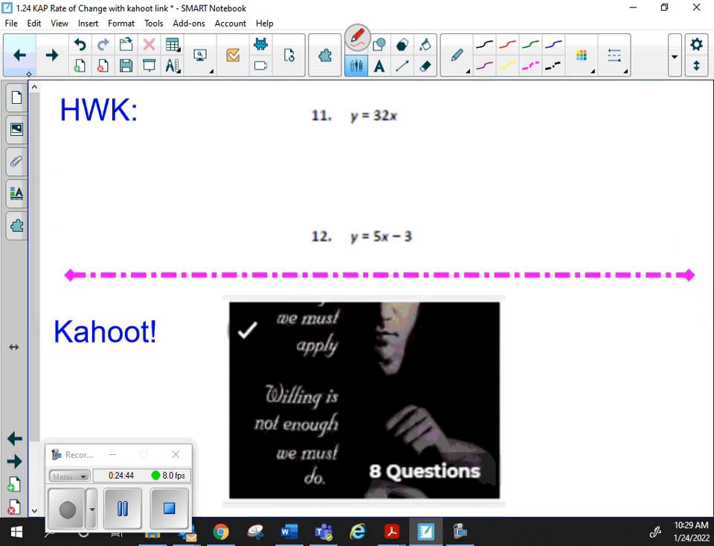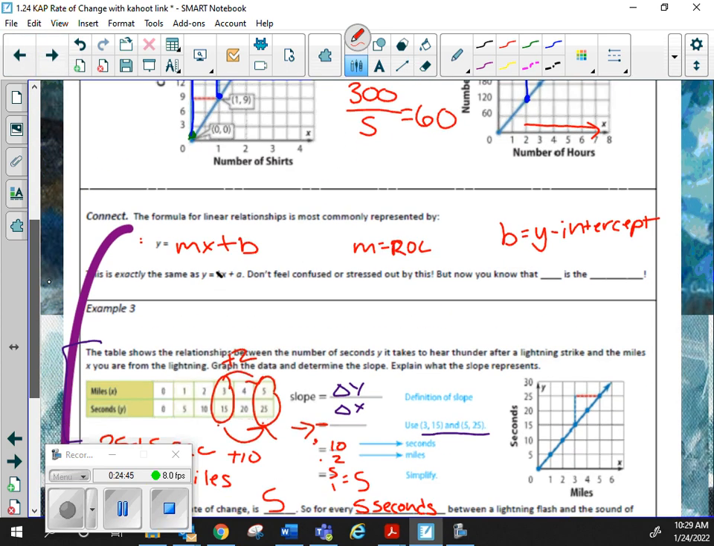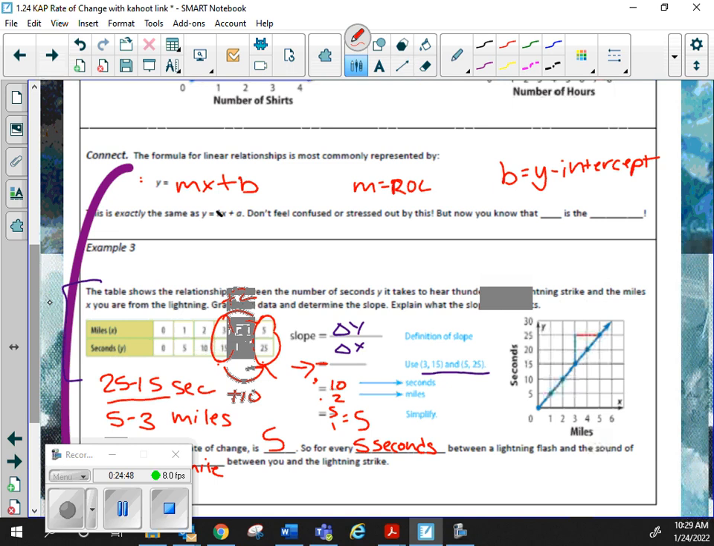Oh, we know that M is the slope. Sorry about that.